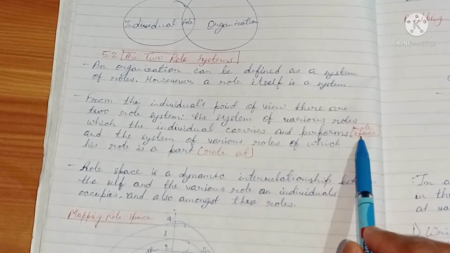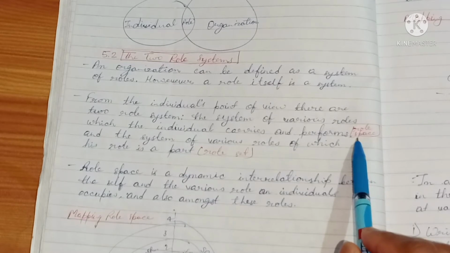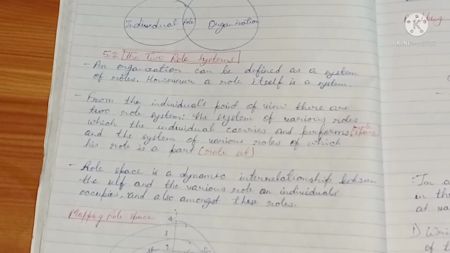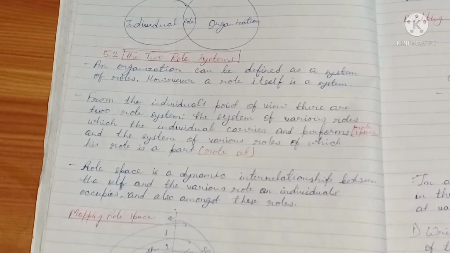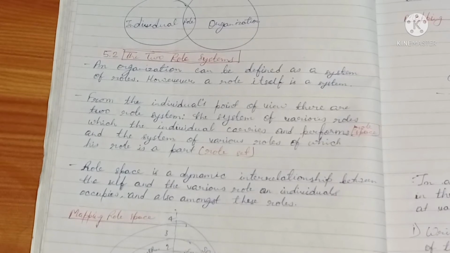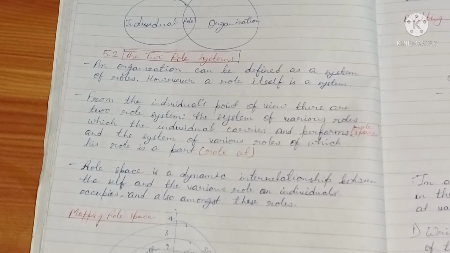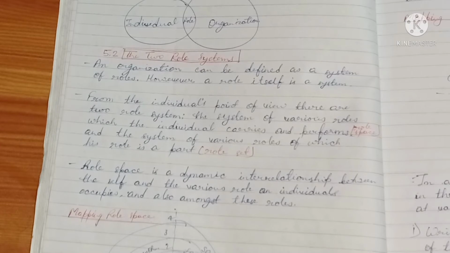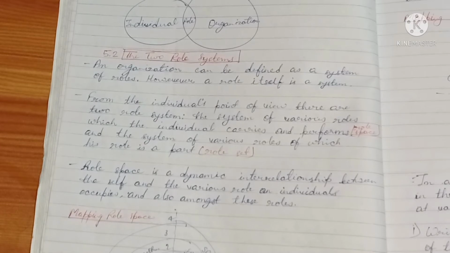So what is role space? Role space is a system of various roles which the individual carries. From here it will be much clearer. The individual may be the self, and may also be the husband, the father, son, manager, member, and so many things. If we place the individual at the center, all these roles are performed by the individual.